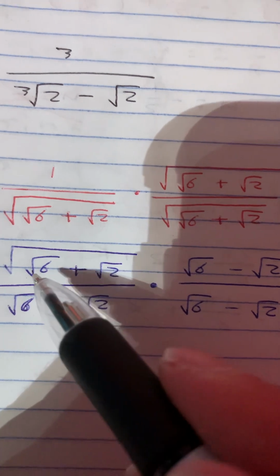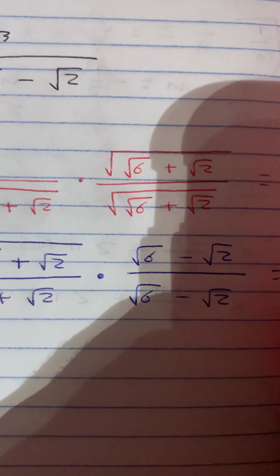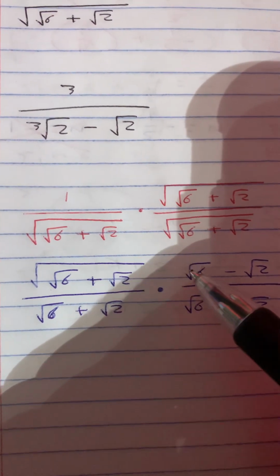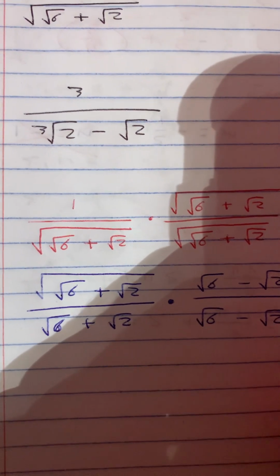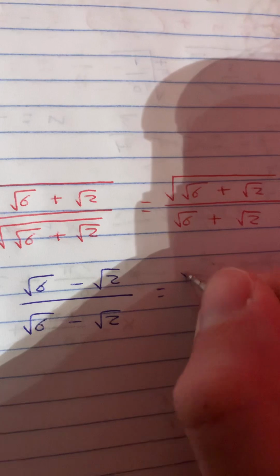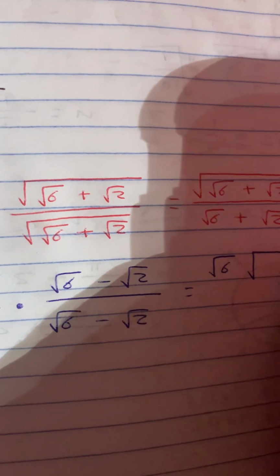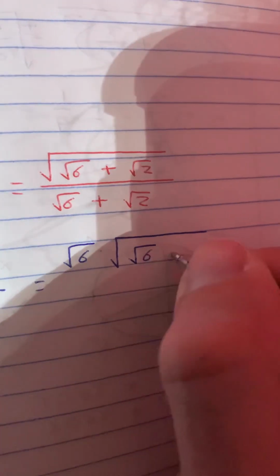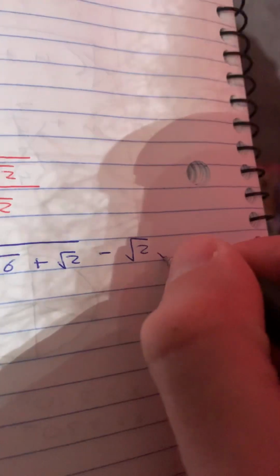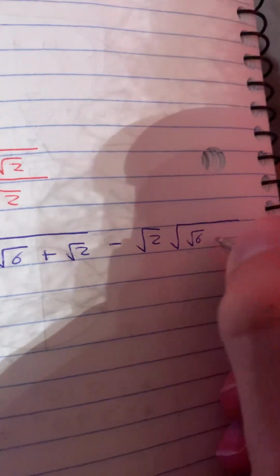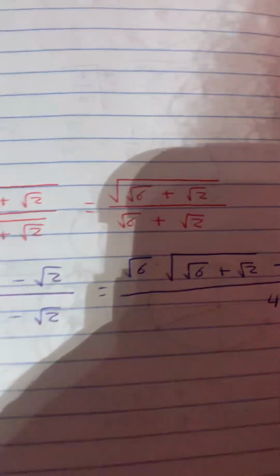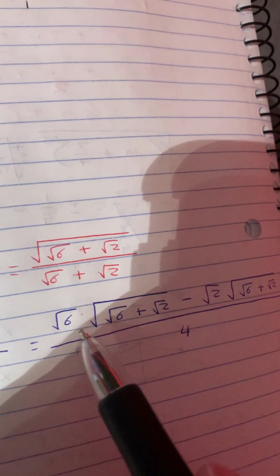Because see, you got to use distributive property to get this here. How am I going to do this? Now, I could do it this way. Watch this. Square root of 6 times square root of 6 plus square root of 2 minus square root of 2 times square root of 6 plus square root of 2. And that's just all over 6 minus 2, which gives me 4 in the denominator. Now, this is going to require distributive property.